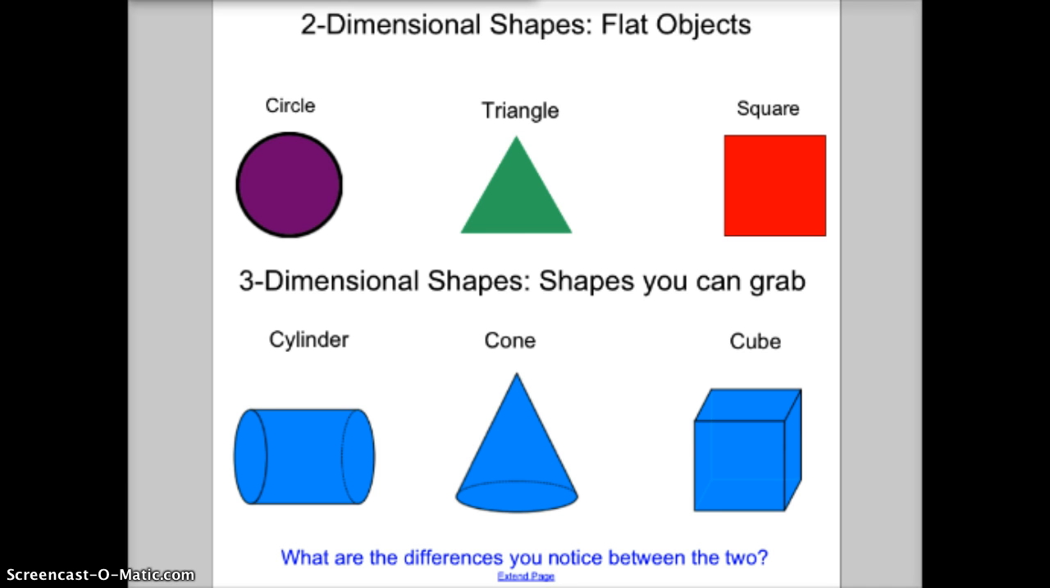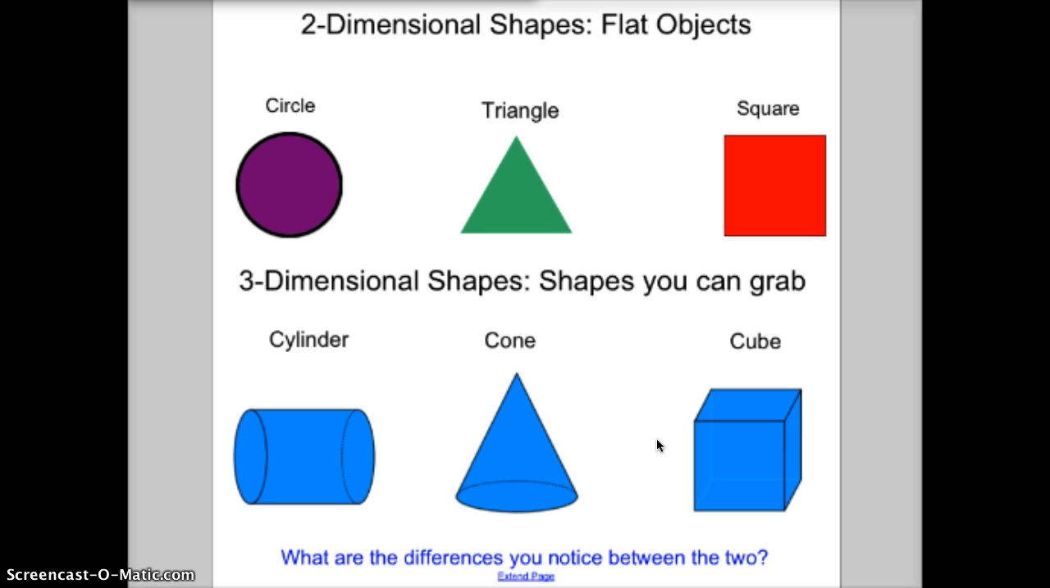So what you're going to do today is you are going to compare two-dimensional shapes like a circle, a triangle, and a square, and you are going to compare them to three-dimensional shapes like a cylinder, a cone, and a cube. Another one that's not shown down here as a three-dimensional shape that you'll have to draw today is a sphere. Remember, the sphere is the one that looks like a circle and is like a soccer ball, a globe, or the sun. Those are all examples of spheres.